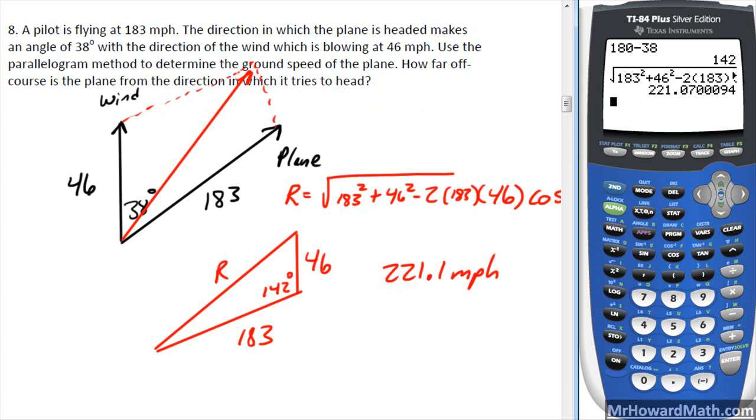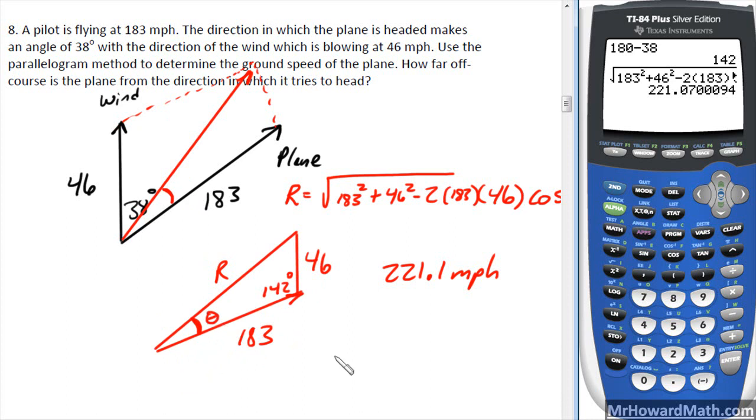So that means we need to find this angle right here inside our triangle. So we'll use this angle right here. And realize it's trying to head, based on our picture, this way. It's this vector right here. And it's actually heading this way. So if we find this angle theta right here, that will answer that part.